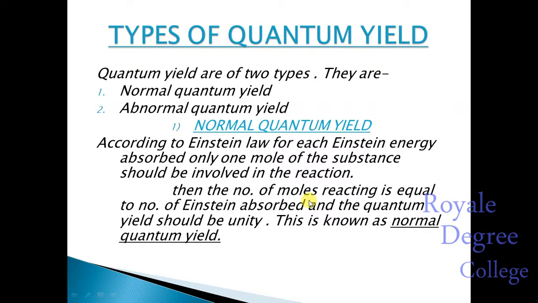Now we'll see about types of quantum yield. Quantum yield are of two types. They are normal quantum yield and abnormal quantum yield. First we'll throw light on normal quantum yield. According to Einstein's law, for each Einstein energy absorbed, only one mole of the substance should be involved in the reaction. Then the number of moles reacting is equal to number of Einsteins absorbed and the quantum yield should be unity, that is equal to 1. This is known as normal quantum yield.